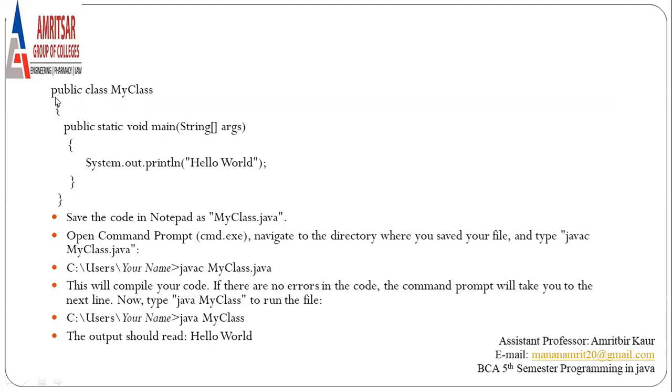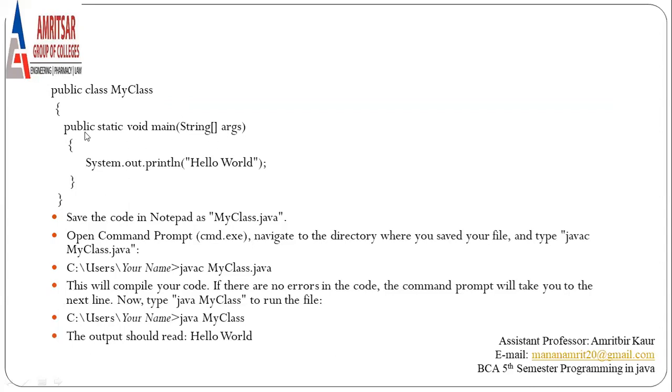Firstly, we define a class. The class name is MyClass and its access specifier is public. Our class name's first letter must be capital. That's why here M is capital. If you write the first letter small in the class name, then it will not execute. So in this class, we define our main method.